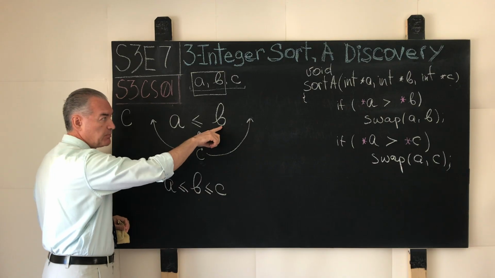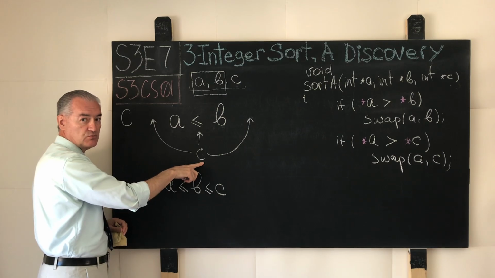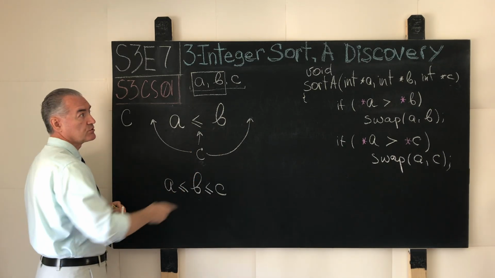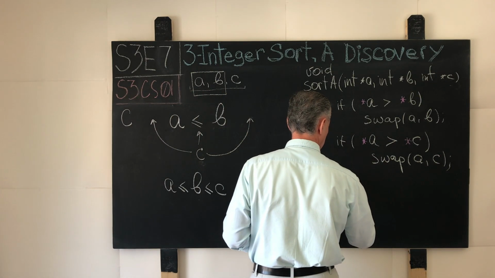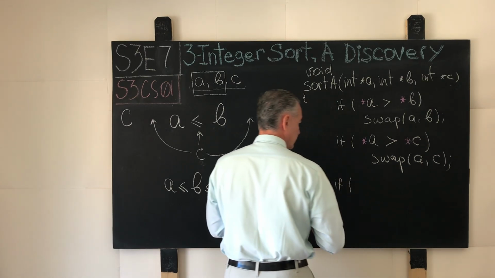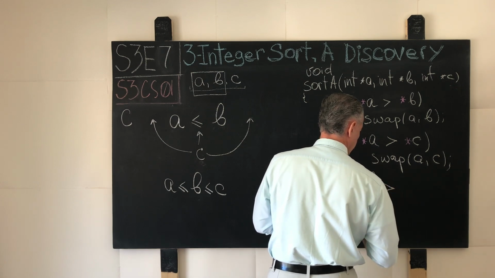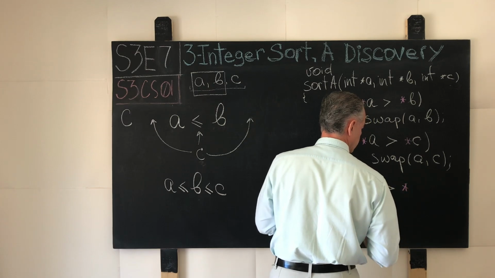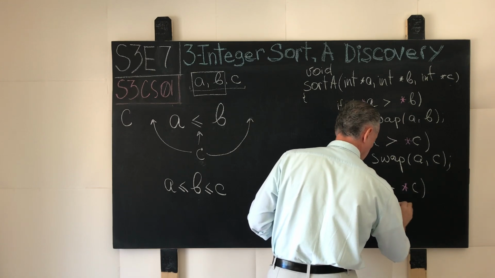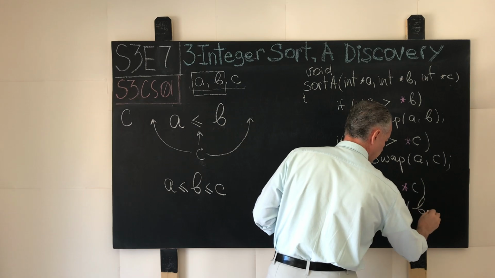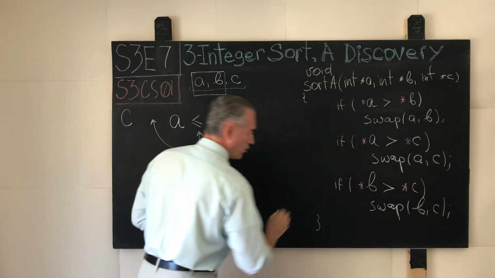So if it so happened that B is heavier than C, the coin named B is heavier than the coin named C, what do we do? We rename the coins, or in the world of integers, we swap the values that sit in these integers. Look at this. So now the third test will be if the value that sits in the integer named B is larger than the value that sits in the integer named C. Then we swap B and C, and the game is over. This is all there is to it.